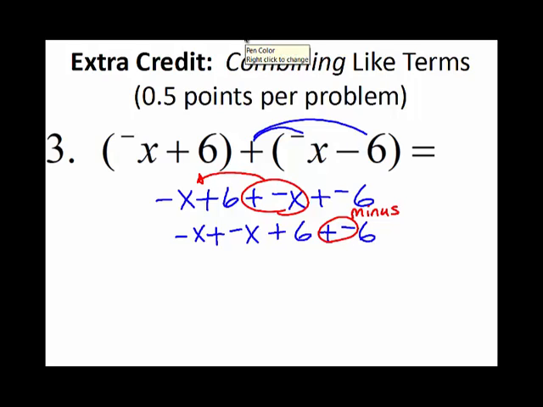So the simplified form would be negative x plus negative x is negative 2x, plus 6 minus 6 would be plus 0, and we can say that this is negative 2x.